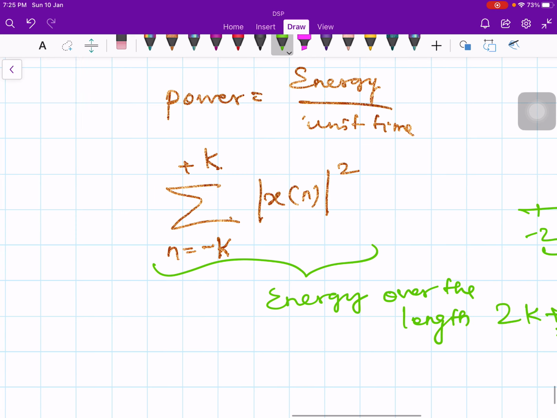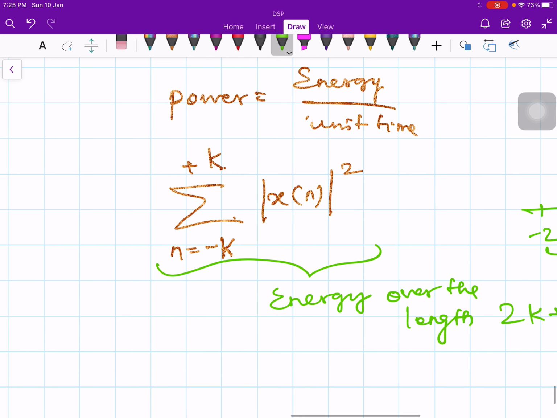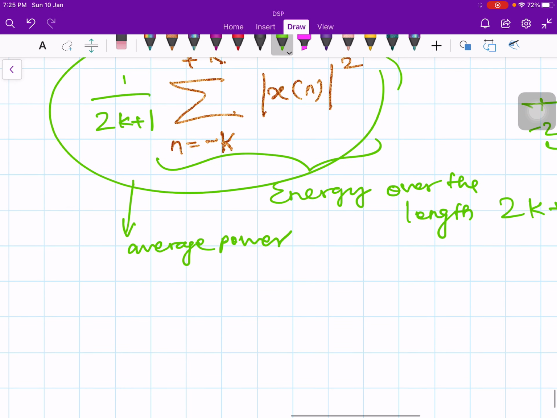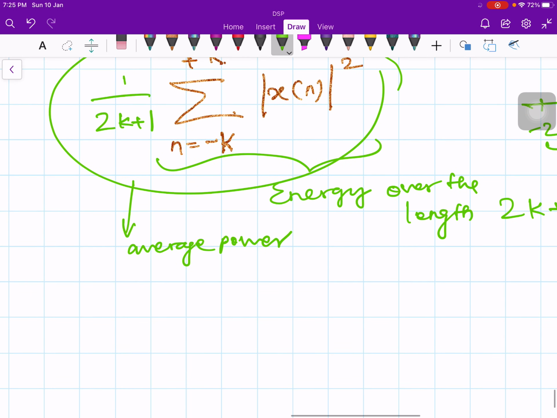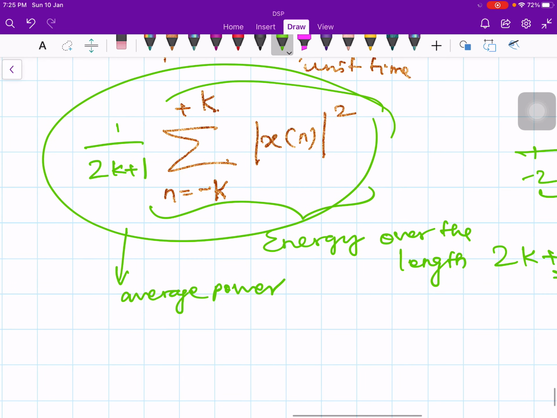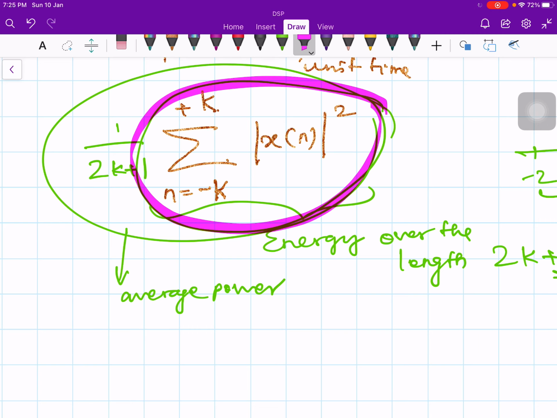Now what I am going to do is, I divide by its length. So what is the length? 2K plus 1. Then this whole formula will represent average power. Okay, over the same length. What is the length? 2K plus 1. And this one represents energy over the length of 2K plus 1.